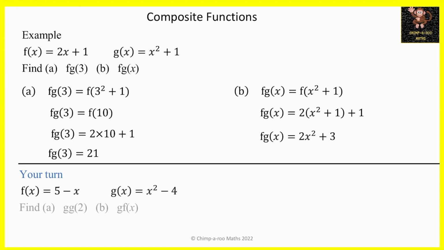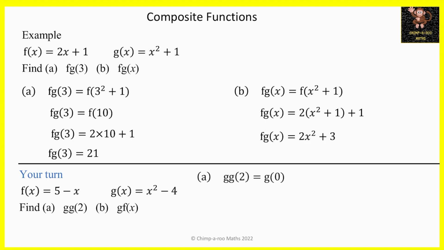So if you have a go now, we've got f of x equals 5 minus x and g of x equals x squared minus 4. Try and find gg of 2 and gf of x. Pause the video, have a go and come back and check to see how you've done.